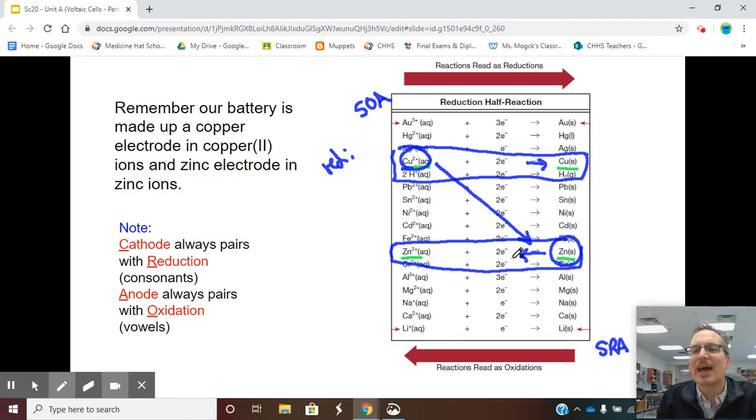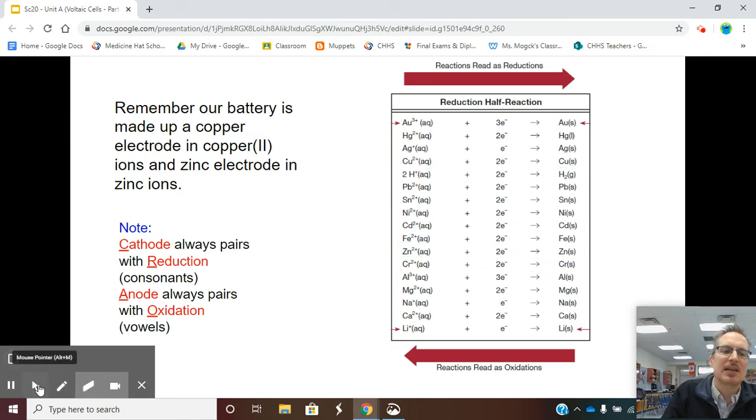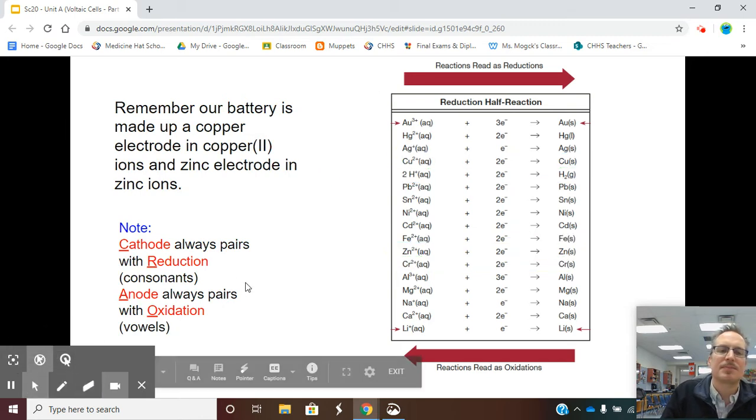So if I take that with me to the other page, I'm just going to go back one page here. So I'm going to erase that, and we're going to go back one page.